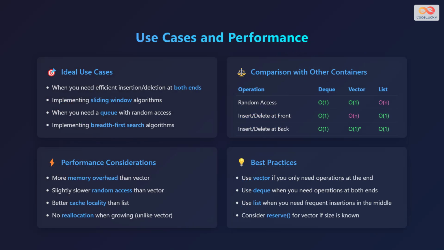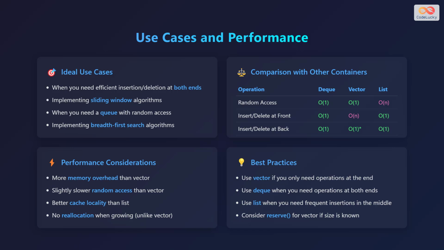Let's discuss the use cases and performance of std::deque. It is ideal for scenarios needing efficient insertion and deletion at both ends, implementing sliding window algorithms, when a queue with random access is needed, and implementing breadth-first search algorithms. Now let's compare Deque with other containers, such as vector and list.